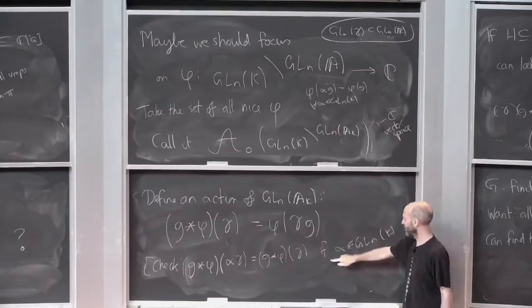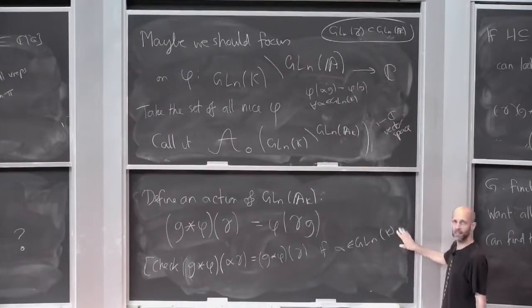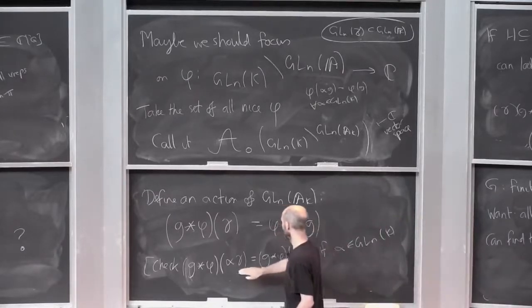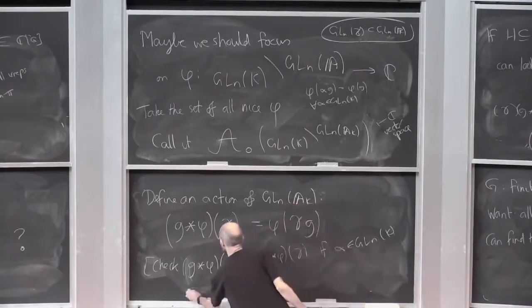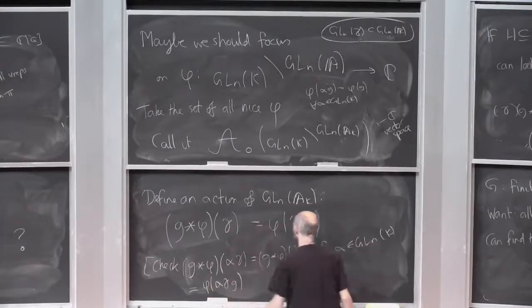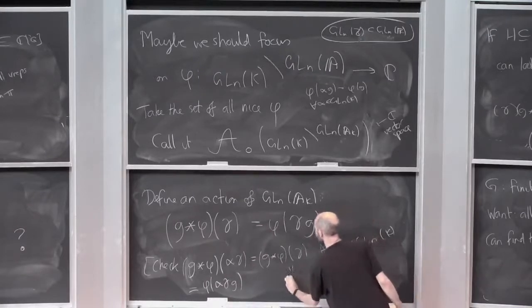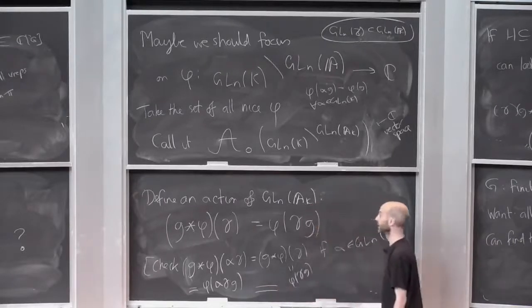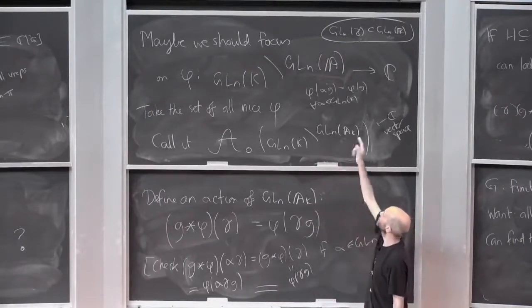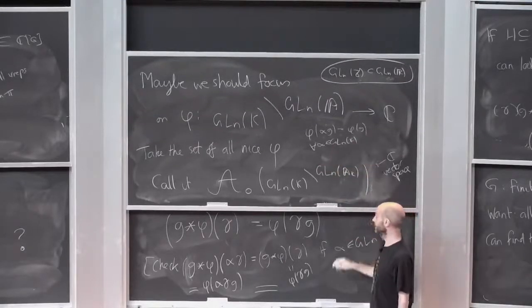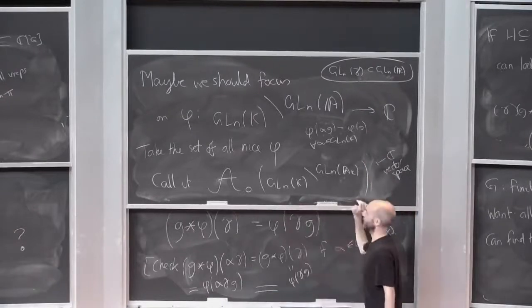So, yeah, should we check this? This should be easy. Let me just check this, because I've got a couple of minutes. G star phi of alpha, G star phi of alpha gamma, that equals phi of alpha gamma G. And G star phi of gamma, this is phi of gamma G. And lo and behold, these are the same. So this is good, yeah? Because phi is a function on this quotient space. So phi has the property that phi of alpha x equals phi of x for all x. So in particular, phi of alpha gamma G equals phi of gamma G.